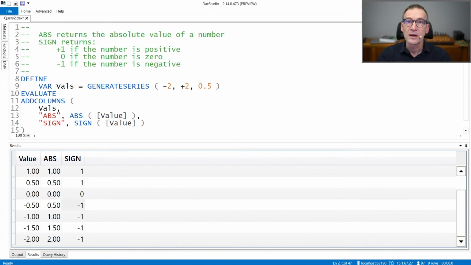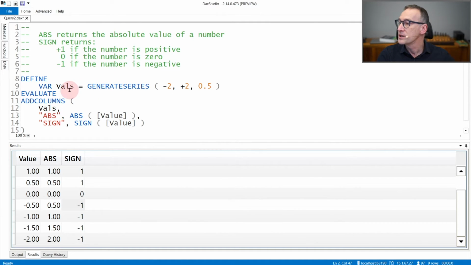ABS and SIGN are two mathematical functions that return, respectively, the absolute value of a number and the sign. So, regardless of the sign of the first argument of ABS, it always returns just its absolute value, that is a positive number. SIGN, on the other hand, returns +1 or -1, depending on whether the argument is positive or negative. Let's see that with an example.